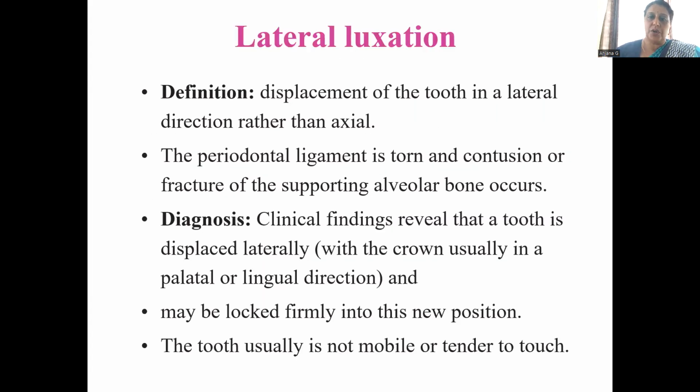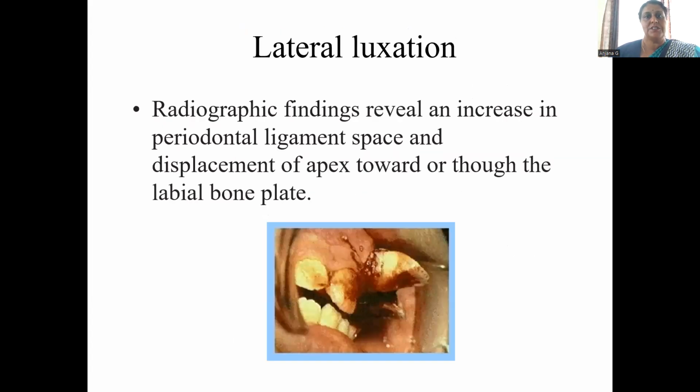The tooth usually is not mobile or tender to touch. Radiographic findings reveal an increase in the periodontal ligament space and displacement of the apex towards or through the labial bone plate. This is a picture of extreme lateral luxation where the tooth is almost in a horizontal position.